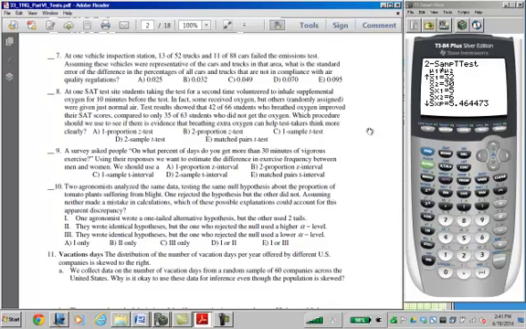Others were given normal test conditions. 42 of 66 students who breathed oxygen improved their SAT scores compared to only 35 of 63 students who did not get the oxygen. Which procedure should we use to see if breathing extra oxygen helped the test takers think more clearly? We should use a 2-proportion z-test.